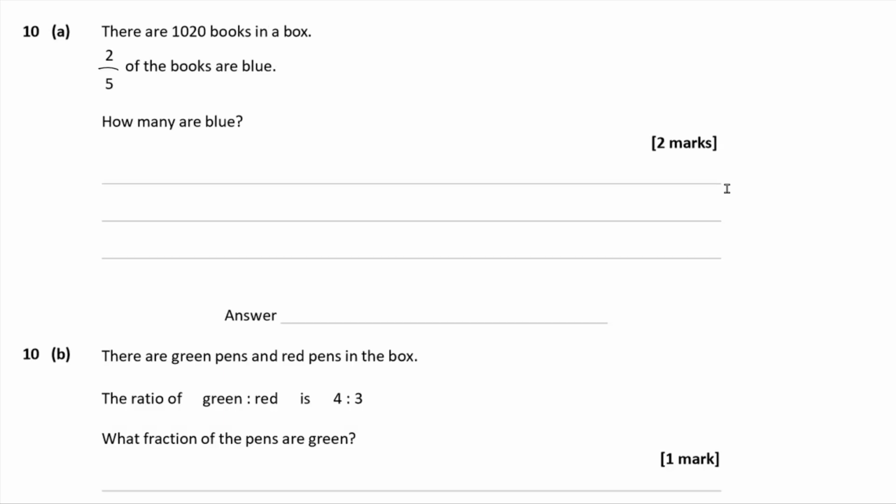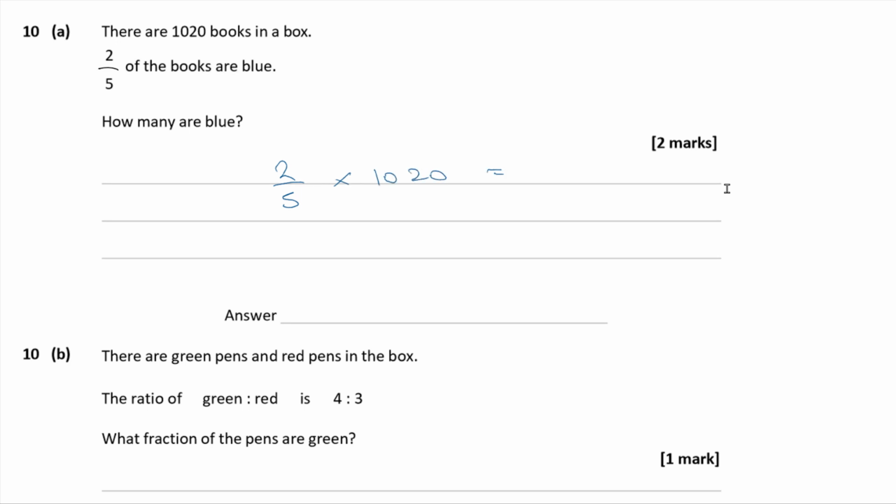Question 10a. There are 1,020 books in a box. That's a big old box of books. 2/5 of the books are blue. How many are blue? Okay, so 2/5 of 1,020, isn't it? That's what we want to work out. What is 2/5 of 1,020?